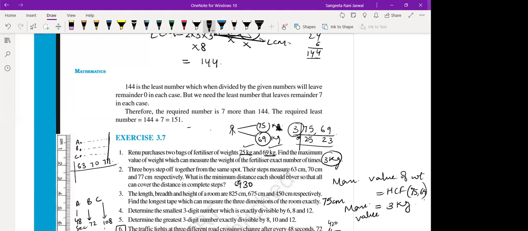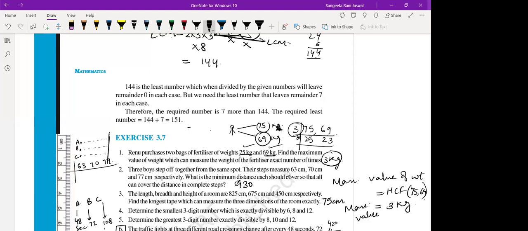Understood, Shreyansh? See, understanding the question is more important here. Rest you know how to find the HCF, LCM, right? Understanding the question and how to execute it, that is the important thing here.